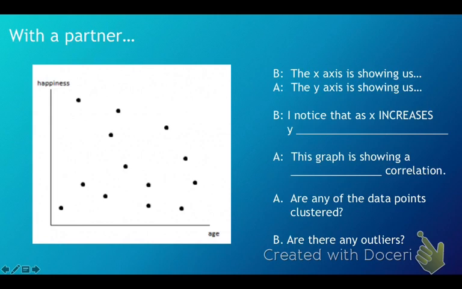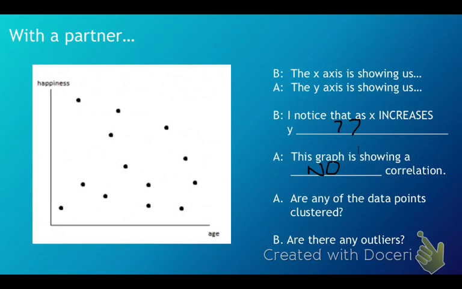Alright, next. I notice that as X increases, Y is doing nothing. You cannot tell. The points are everywhere. Okay, and that makes sense. I mean, age and how happy you are do not have a correlation. So this graph is showing no correlation.